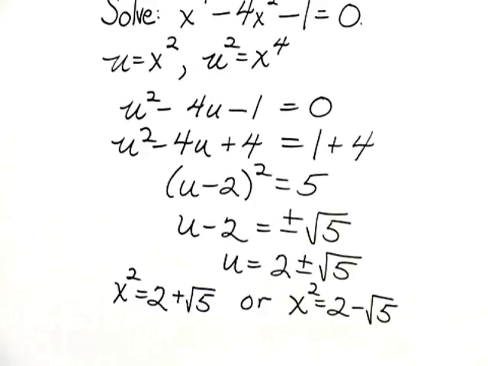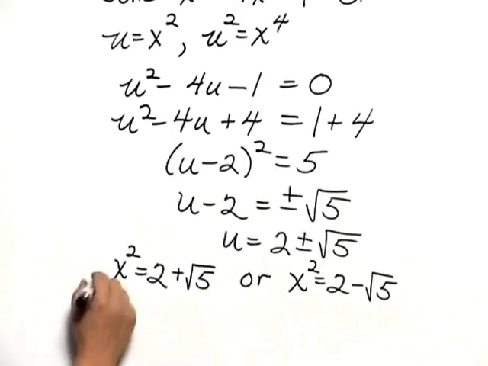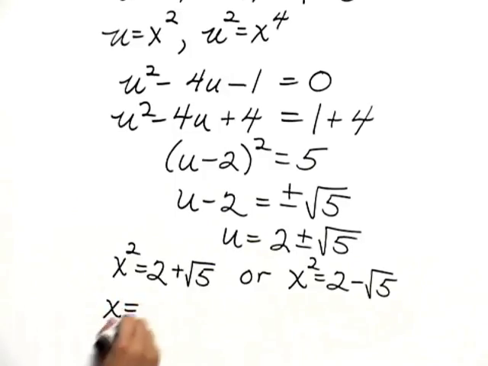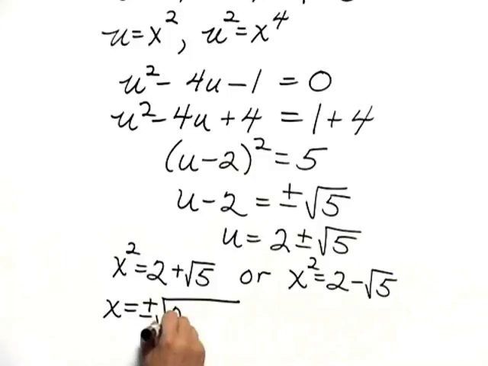Now we have to think carefully on one of these. Over here, 2 plus the square root of 5 will be a positive number. So if I use the principle of square roots, I would get x equals plus or minus the square root of 2 plus the square root of 5, and that's not a problem at all.